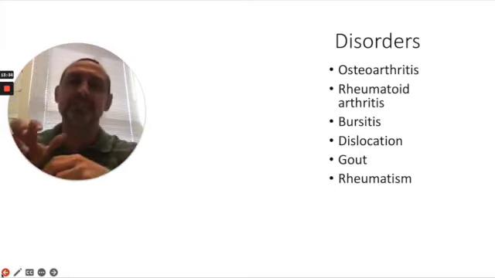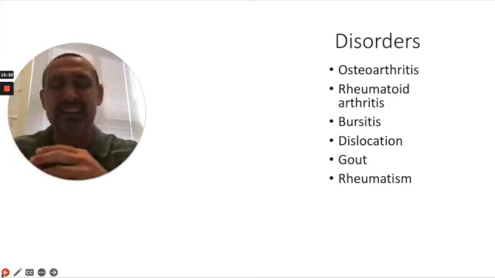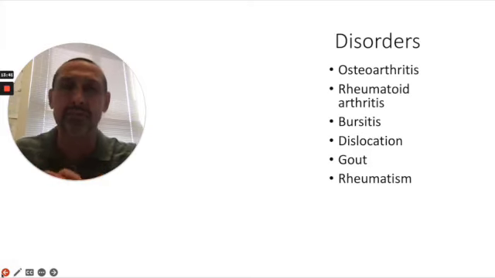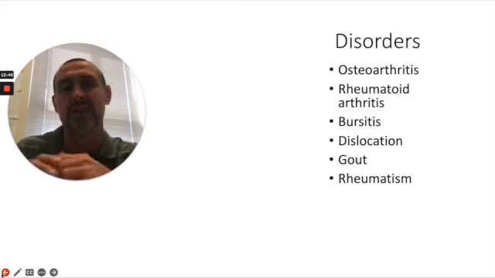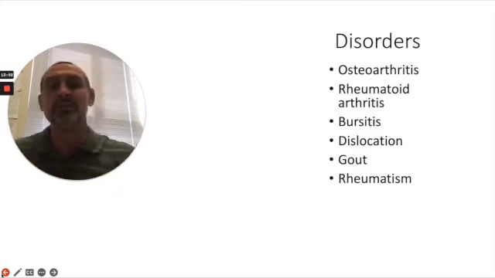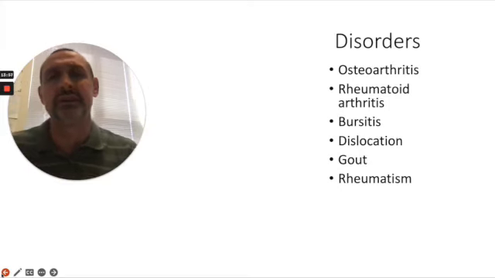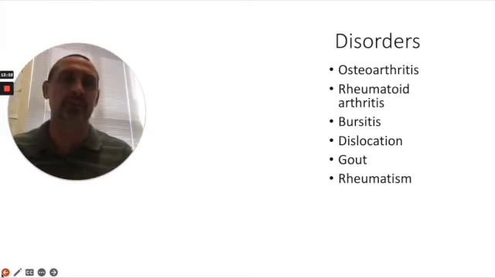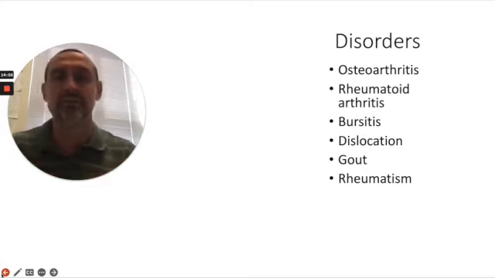Gout is when crystallization is happening and starting to irritate the ligaments and tendons that make up the joint. These uric acid crystals will start to form there, and it just kind of grates against those tendons and ligaments. Rheumatism is an inflammation often caused by rheumatoid arthritis. So it's an inflammation in the joints that is very uncomfortable. So hopefully this overview of joints helps you get a roadmap to learning about this topic.